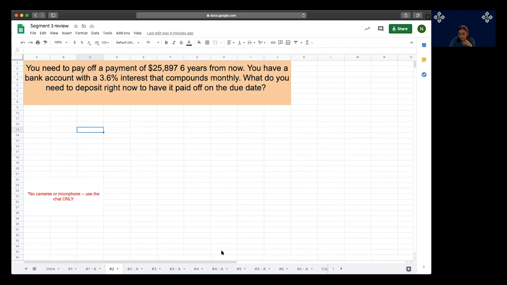So I'm seeing a few answers in the chat, and I just want to give you guys a hint before we go over it. So you're actually not solving for payment. You want to know, what do you need to deposit right now, today, at this moment, to have it paid off on the due date? On the due date. So that's going to end up being your present value. You want to know what to pay right now. So try resolving it, and we'll go over it in like a minute.